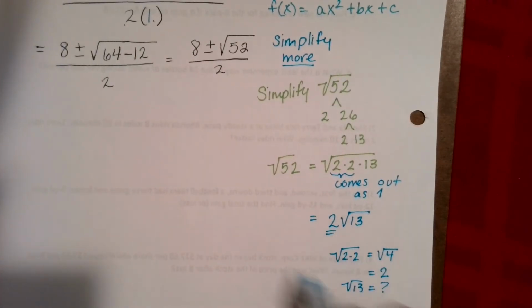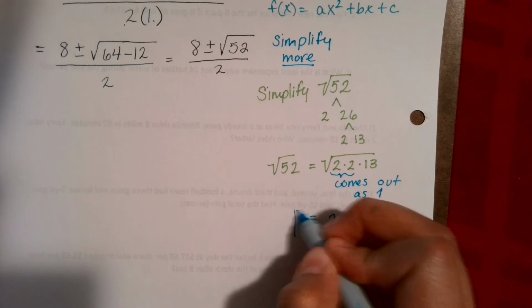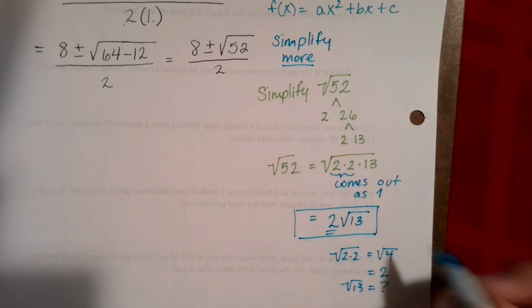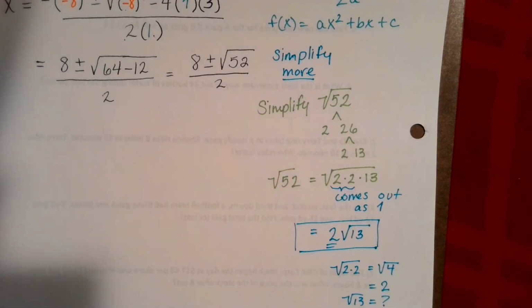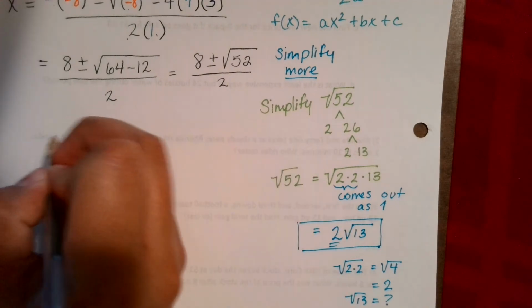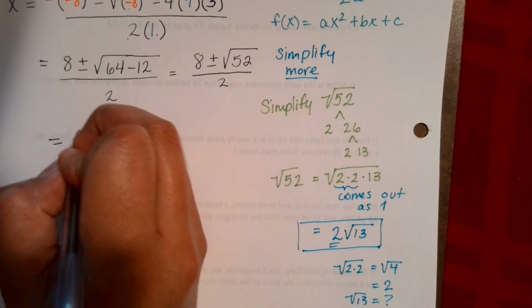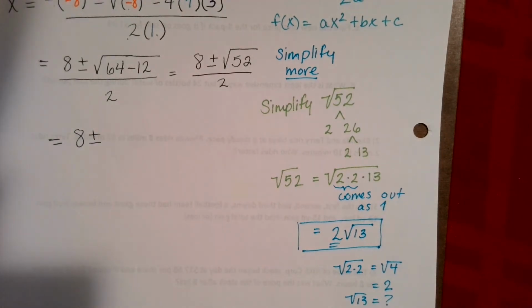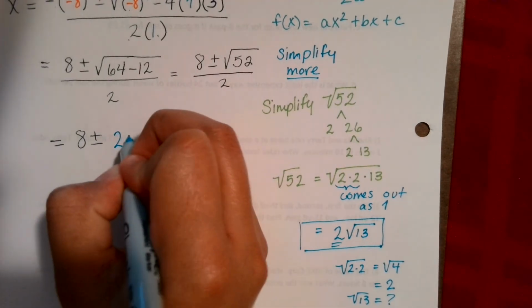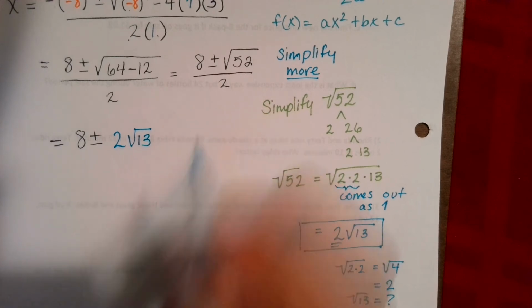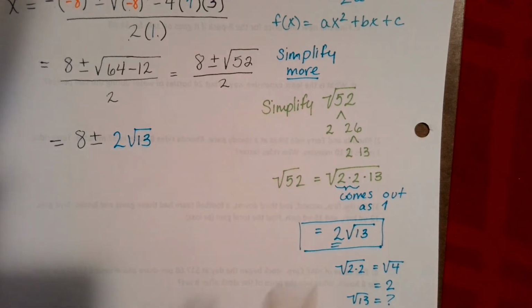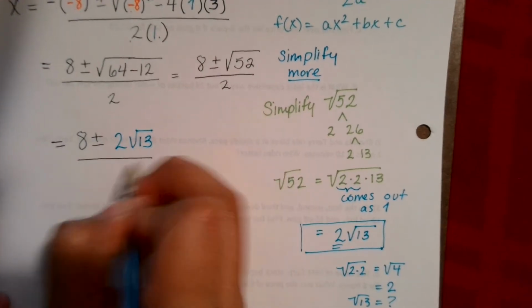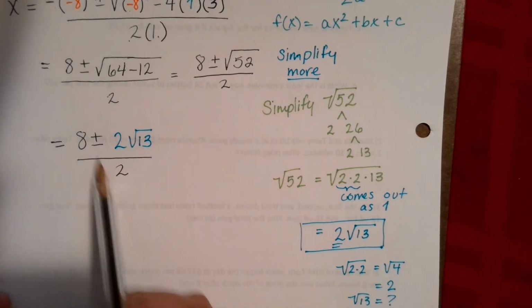So going back to my problem, now that I simplified the radical, the square root of 52, I'm going to plug that back in up here. So I had 8 plus or minus, and I'm going to plug in 2 square root of 13. Notice how I simplified that? All divided by 2. And now I'm going to simplify this.